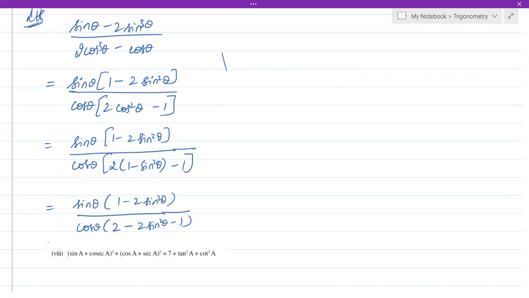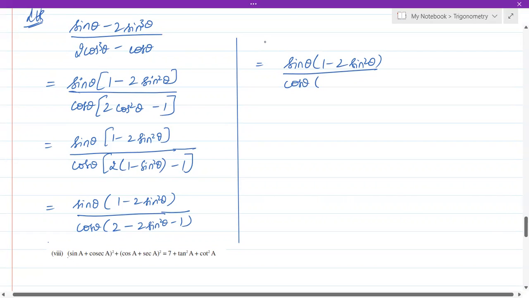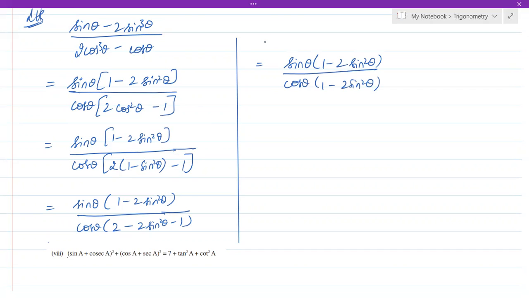Okay, now let's simplify it. What do we get? Sin theta as it is, 1 minus 2 sin square theta, divided by cos theta as it is. Now this 2 and this 1, 2 minus 1, what is 2 minus 1? 1 minus 2 sin square theta as it is. Now if you observe both numerator and denominator, 1 minus 2 sin square theta and 1 minus 2 sin square theta get cancelled. So we are left with sin theta by cos theta. What is sin theta by cos theta? Sin theta by cos theta is tan theta. So we have got our RHS.